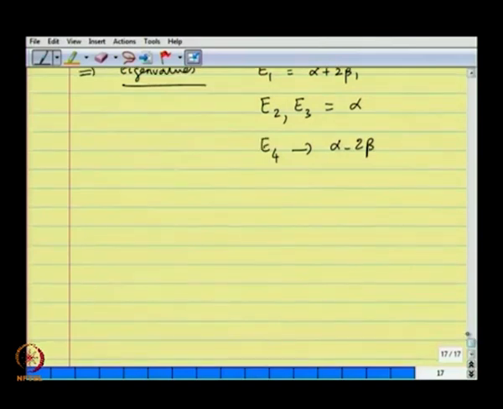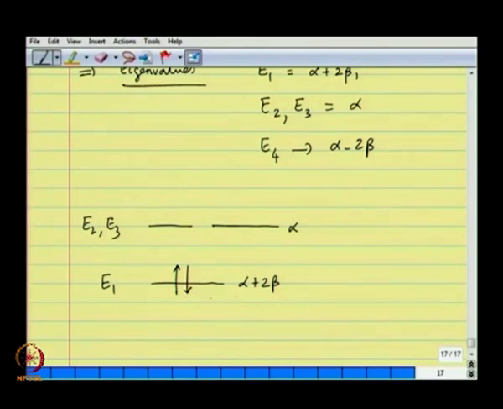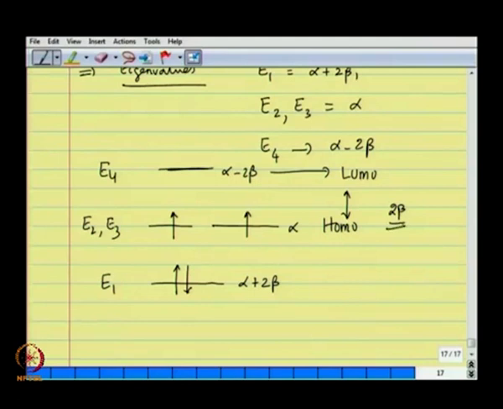So if you draw the molecular orbitals for the energies, E1 is alpha plus 2 beta, and then you have alpha which is doubly degenerate, so it is E2, E3, this is alpha, and the number of electrons that we can assign for the ground state is 2 electrons in alpha plus 2 beta, and because it is degenerate the spins are supposed to be such that they are unpaired, and then we have E4 which is given by alpha minus 2 beta. And therefore you see that the homo-lumo gap, this is the highest occupied molecular orbital and this is the lowest unoccupied molecular orbital, the homo-lumo gap is obviously 2 beta, okay.